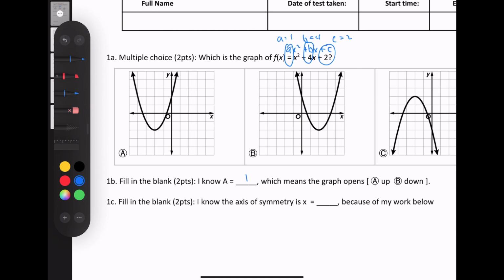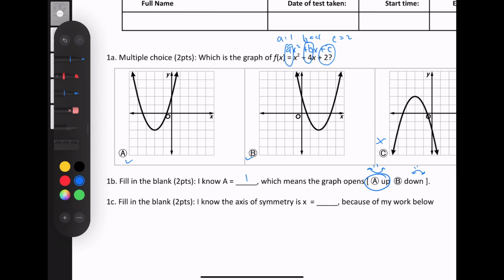My a value is 1, which means the graph will open up. So it's either of these two choices and not this one. Notice how that one's facing down. Negative people are frowning. Positive people, a values are positive, smile.